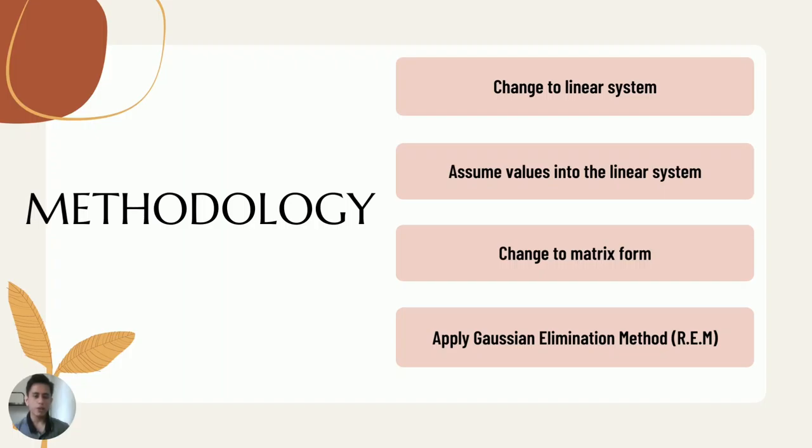After that, we can apply the Gaussian elimination method, which changes the basic matrix form into a REM form, or row echelon matrix, which then we can get the true values of the variables that we assumed from the second step. Now I would pass to Muhammad Fakhruddin to show the solution.